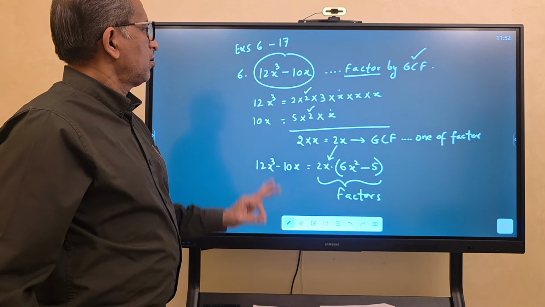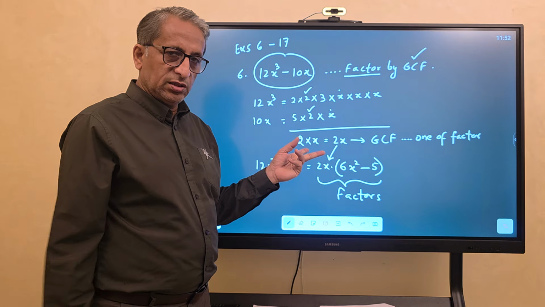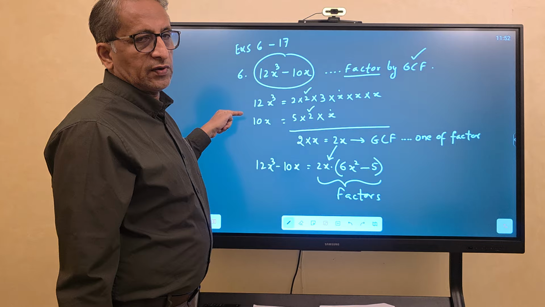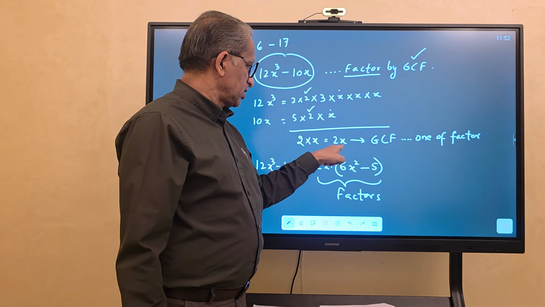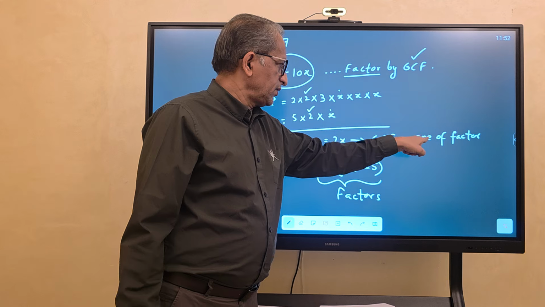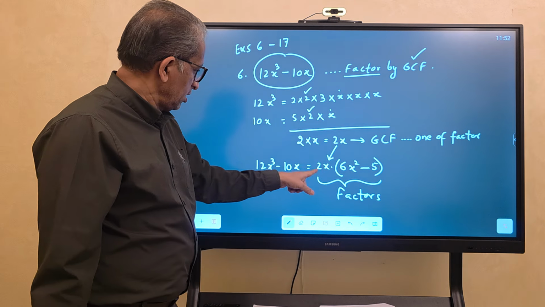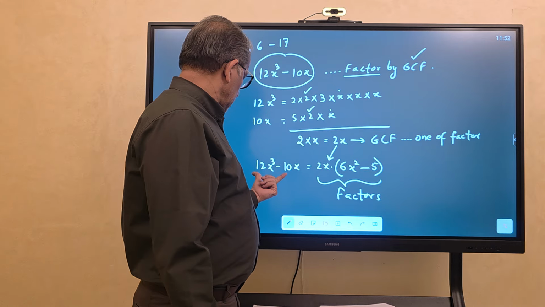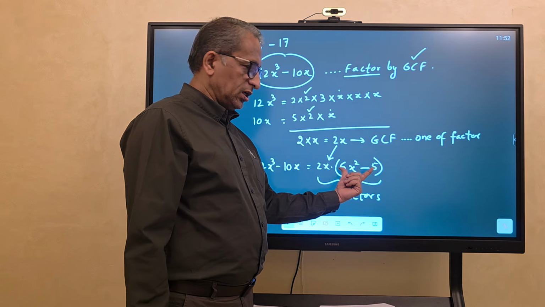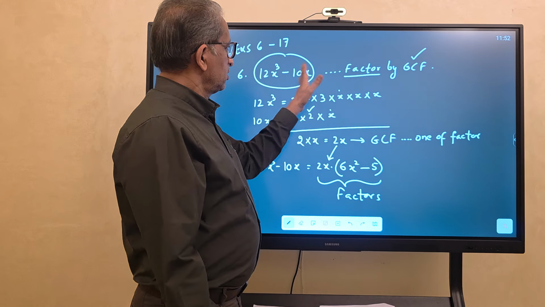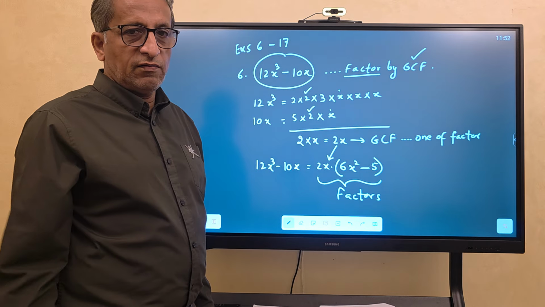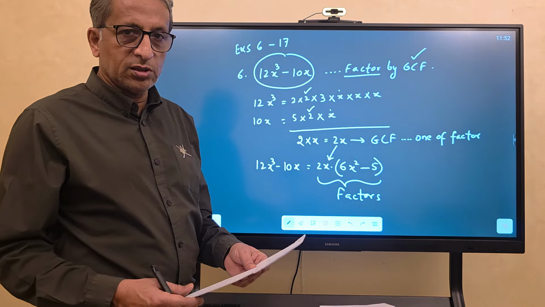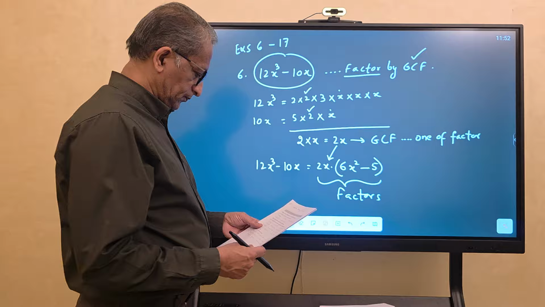So what is the method of finding the factors of the binomial by GCF? First find the GCF of every term. After you find the GCF, that GCF itself is one of the factors. Write that factor first, and then take it out from here, and whatever remains is the second factor. So this is how we find the factors of the binomial expression by using the greatest common factor.